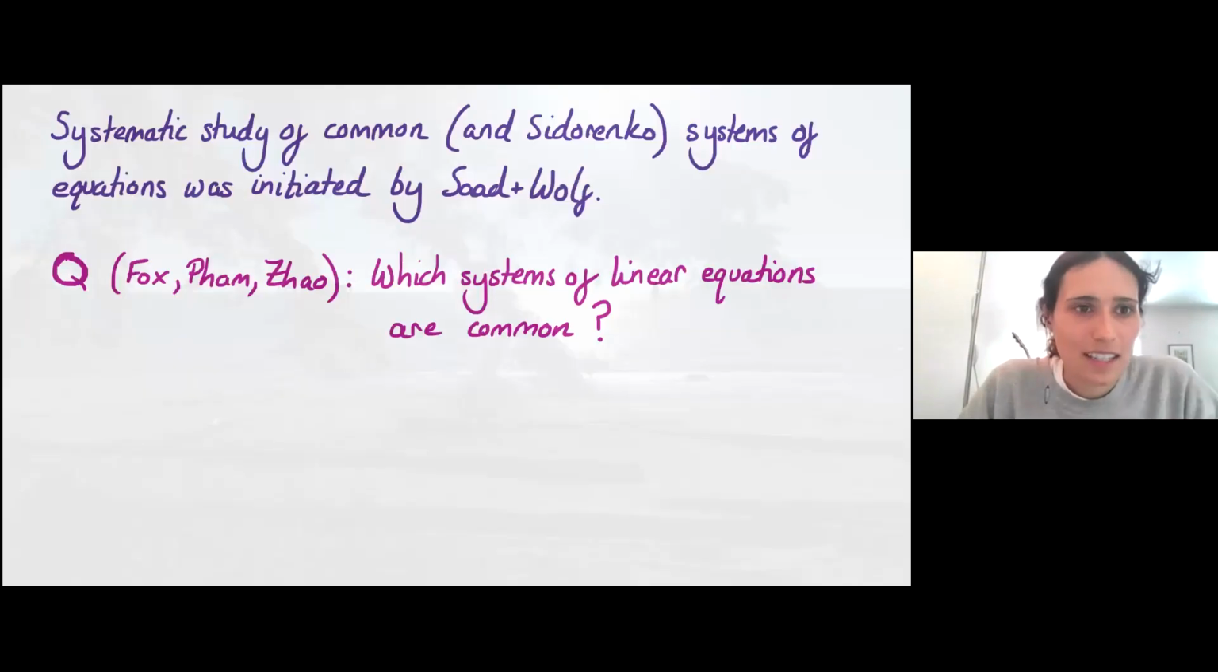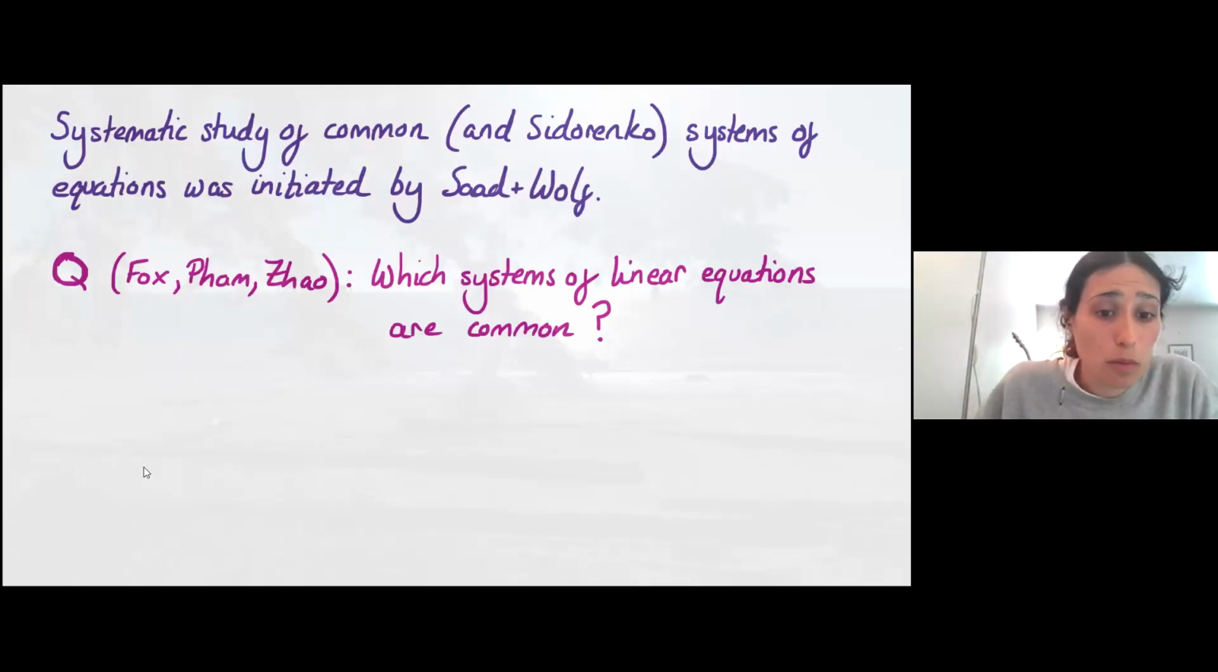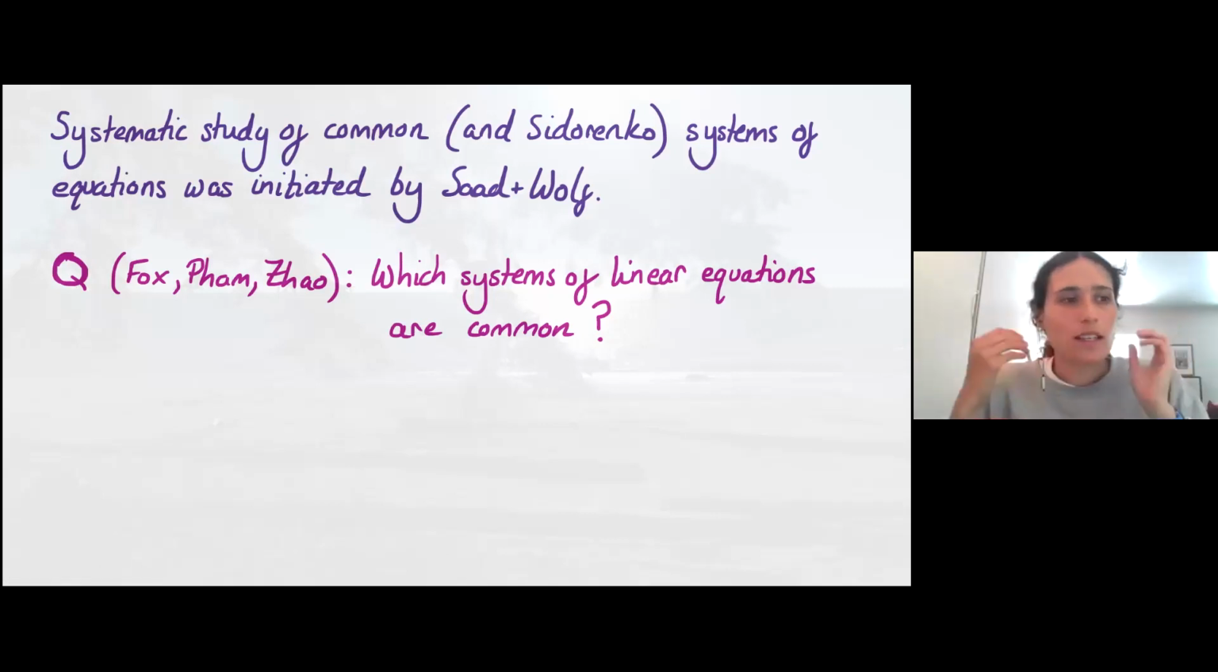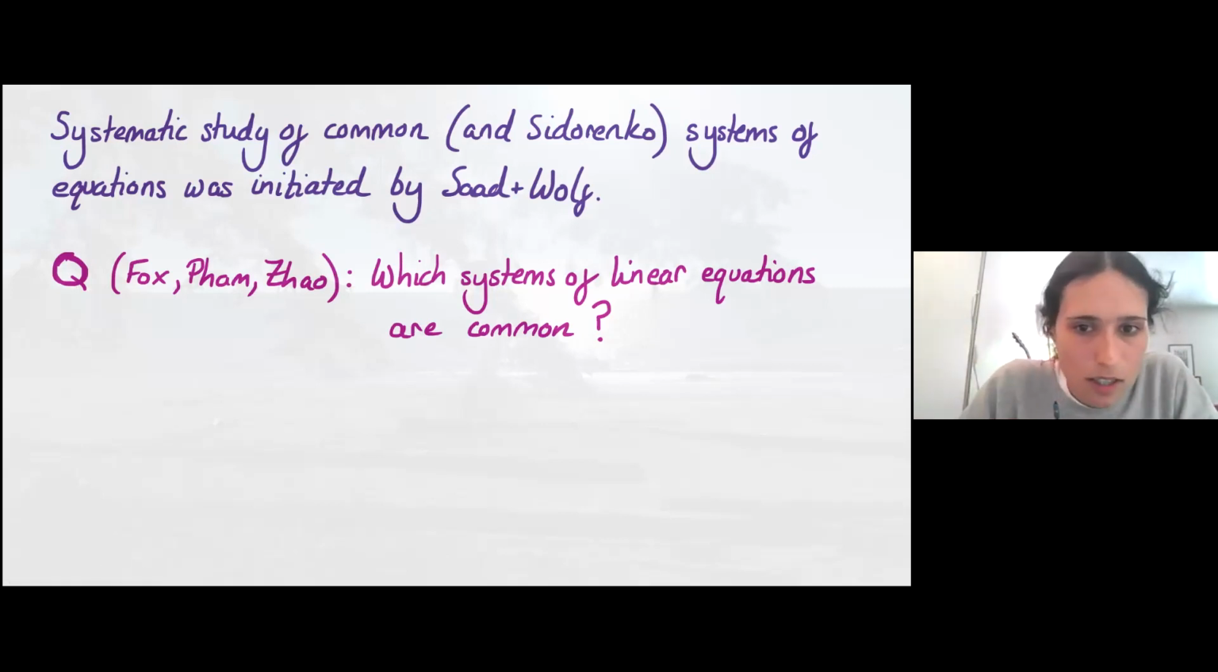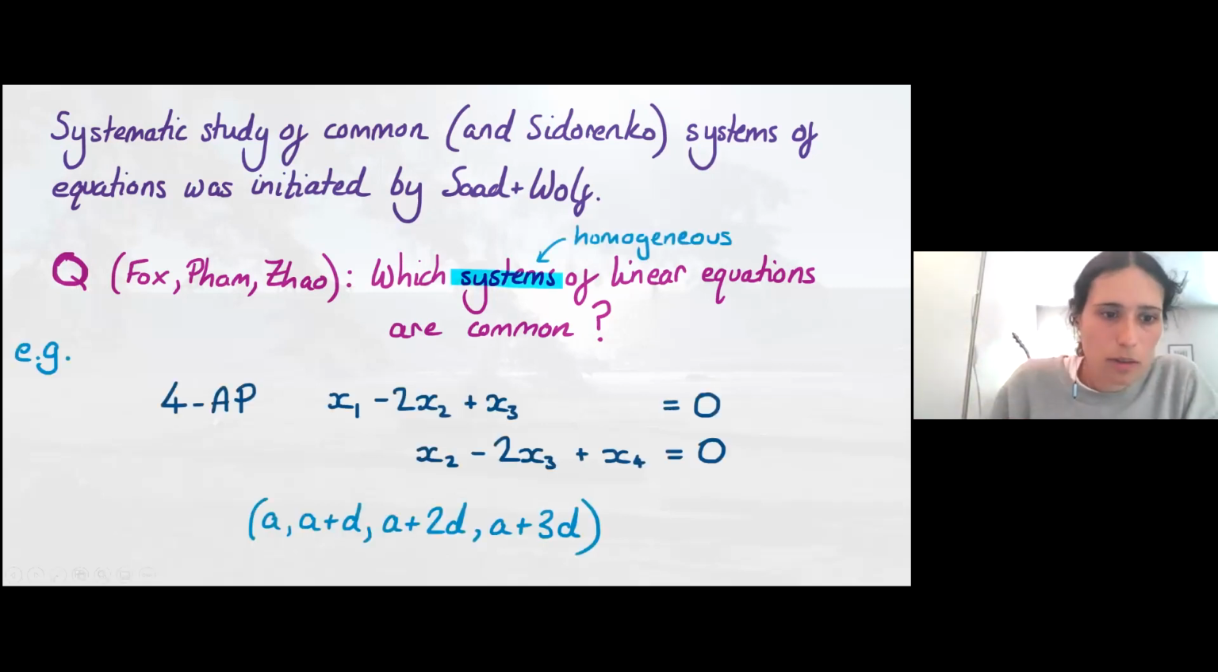What we're interested in is systems of more than one equation. I guess the work of Sad and Wolf and Fox, Pham, and Zhao and Cameron, Sidorenko, and Sarah together characterizes single equations, but both Sad and Wolf and Fox, Pham, and Zhao have asked, well, we understand one equation, what can we say about more complicated systems? So what we're going to do is think about systems of equations, homogeneous systems of equations. That just means that we've got some equations that are equal to 0.